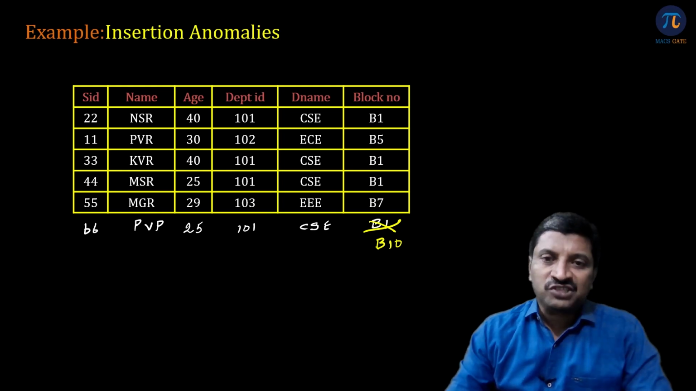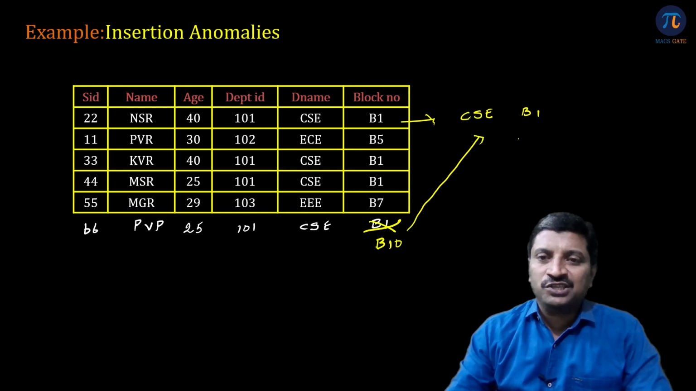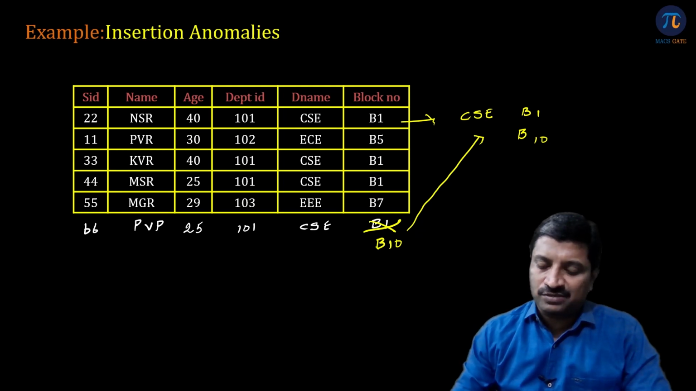Then the first record is saying that the CSC department is present in block 1, and the last record is saying that the CSC department is present in block 10. So there is an inconsistency in the data. So this is an example of insertion anomalies.